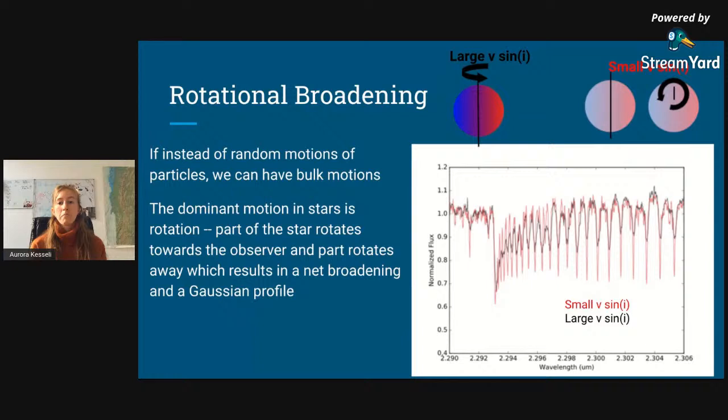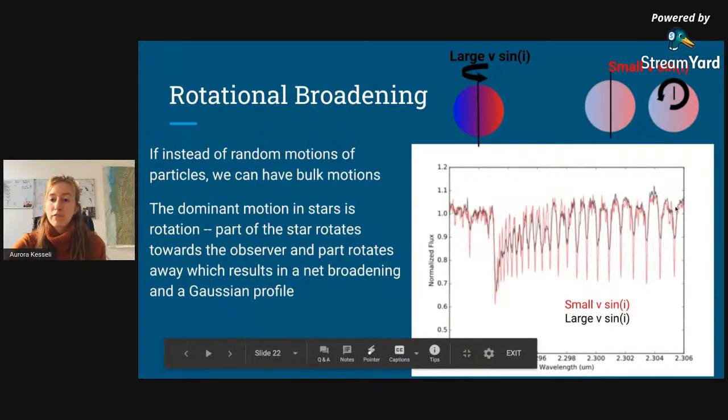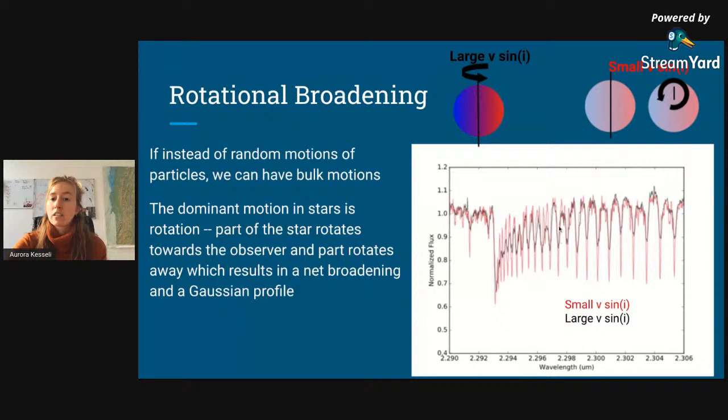By using high resolution spectra, we can see the difference between all of these individual lines. At low resolution, this would just look like one giant feature. But at high resolution, we can actually measure the rotation velocity of stars modulated by the inclination. And this is another really great application of high resolution spectroscopy: measuring rotational broadening.